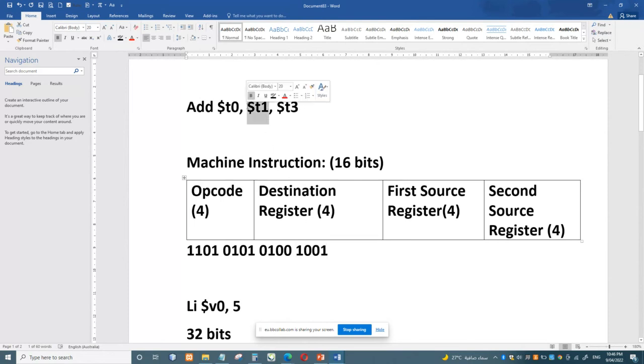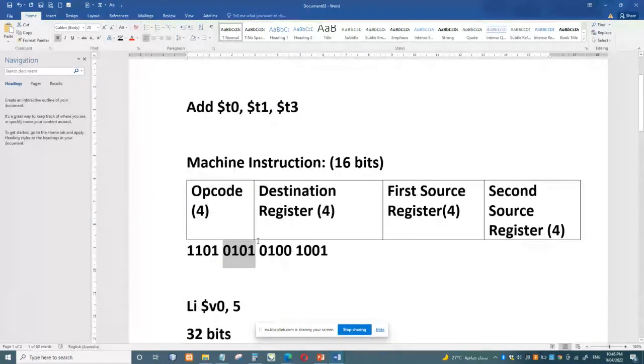So T1, maybe this is register number 4, so we'll put number 4 here. That is telling that register number 4, which is T1, contains our first source register, and register number 9, which is T3, contains our second source register. And our add operation result will be stored in the destination register, and that register is 0101, so that is register number 5.